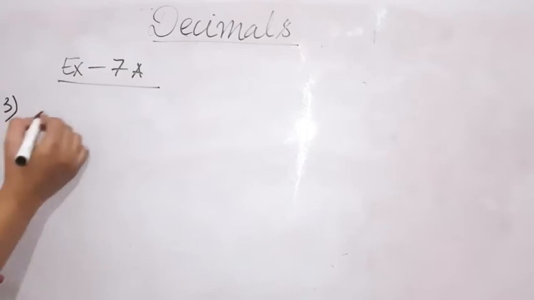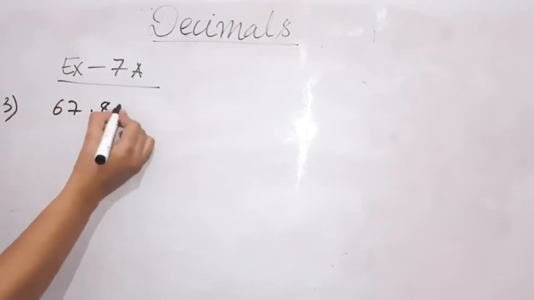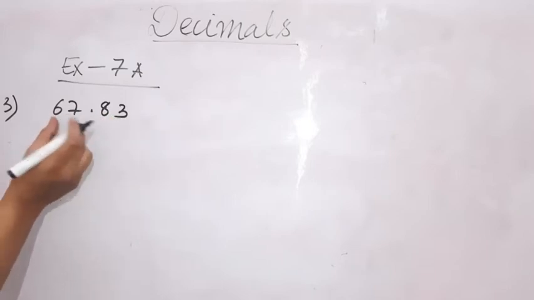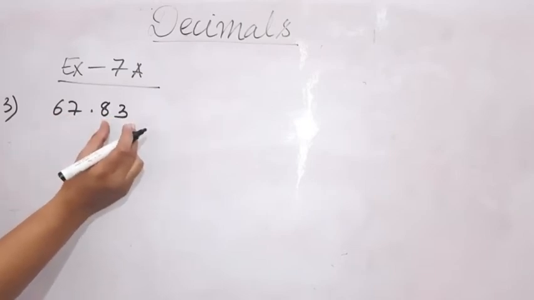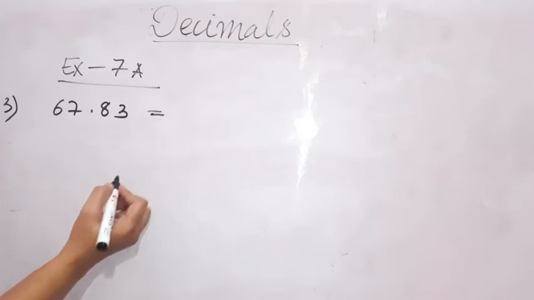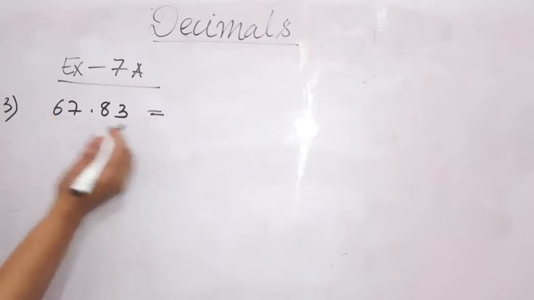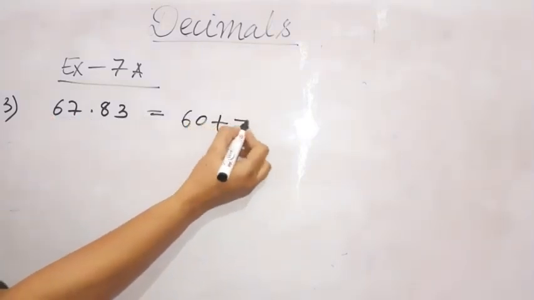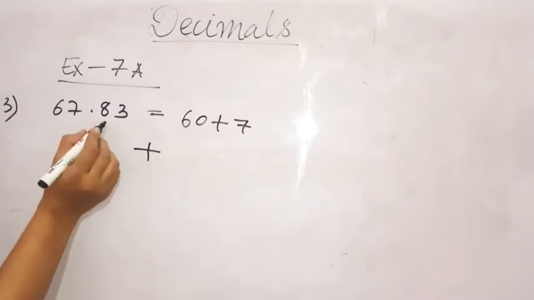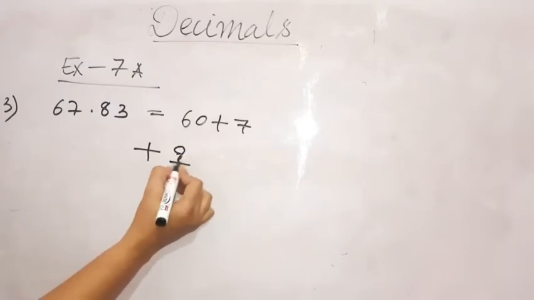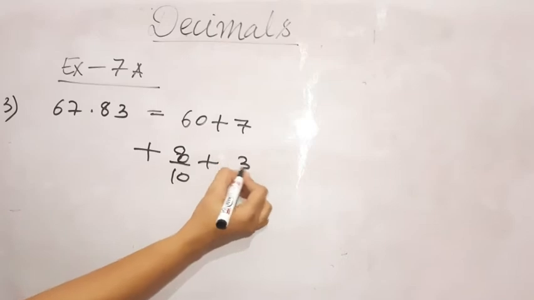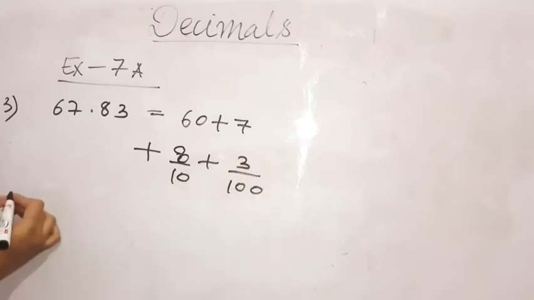So the first option is 67.83. This is the whole number part and this is the decimal part. I have already explained how to write down the place value. The whole number part will be 60 plus 7. Now coming to the decimal part, it will be 8 upon 10 plus 3 upon 100. Okay, this was the first option.